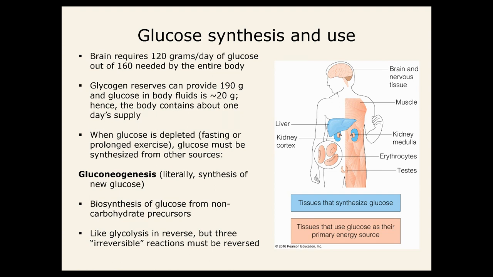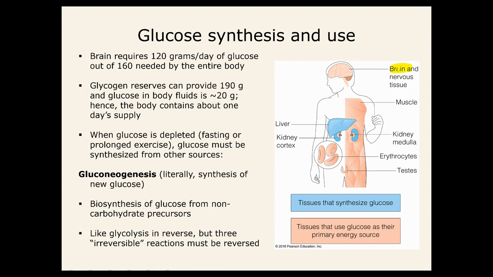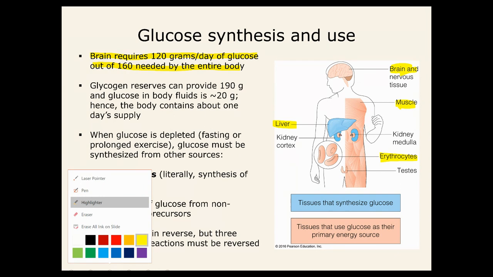Okay, so glucose. I really like this slide because it shows you our main players that we look at in biochemistry: brain, skeletal muscle, and our friend the liver. The only other one that could come up that we talk about is red blood cells. But for the most part, brain, muscle, and liver dominate. The brain requires 120 grams of glucose out of the 160 needed by the entire body. So our brains need sugar.